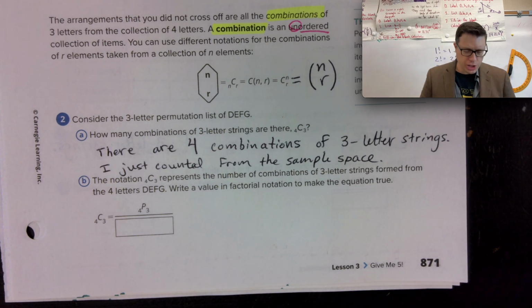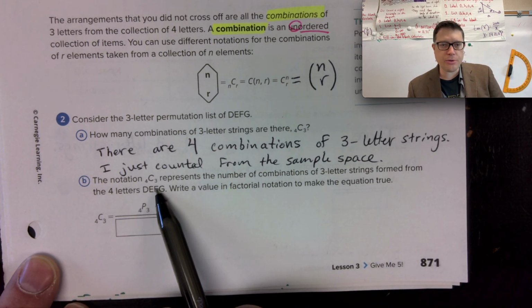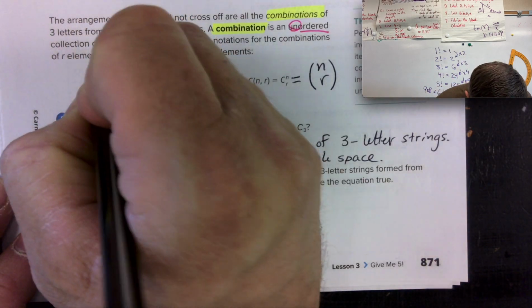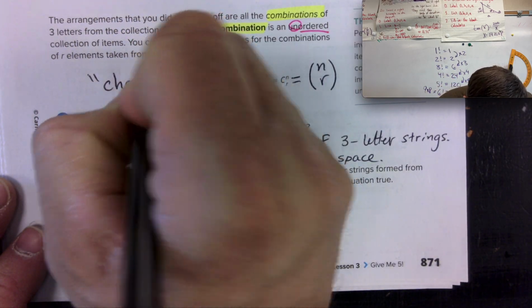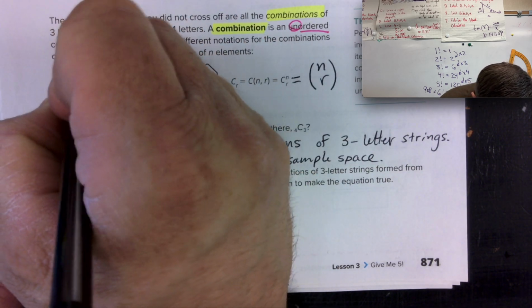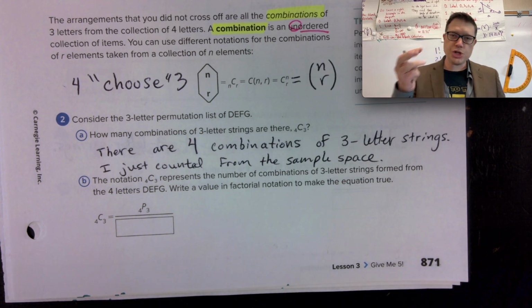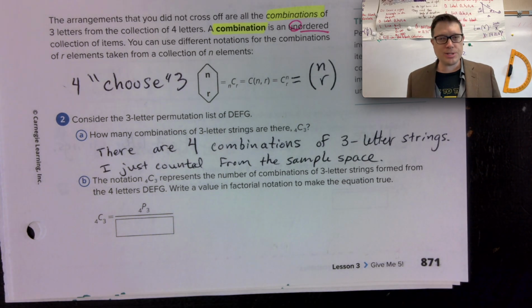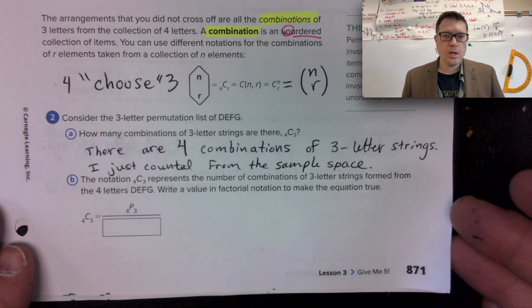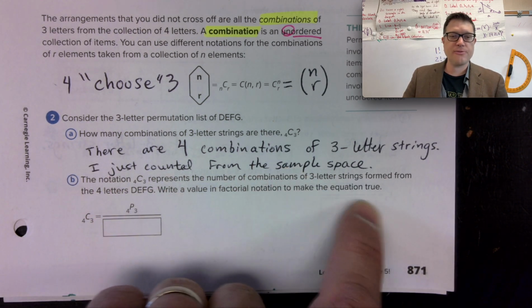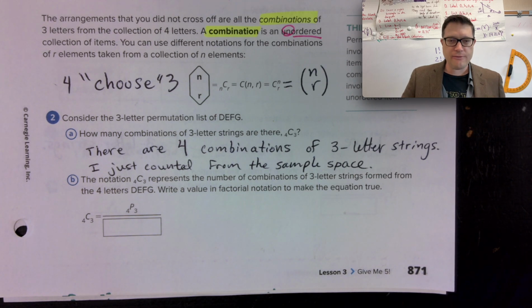Now the notation for 4 C 3, for choose 3, represents, oh, that's a good one. Choose. So for choose 3, from 4 things, let's choose 3 of them. How many different choices do we have access to? The notation for 4 C 3 represents the number of combinations of 3-letter strings formed from the 4 letters D, E, F, G. Write a value in factorial notation to make the equation true.